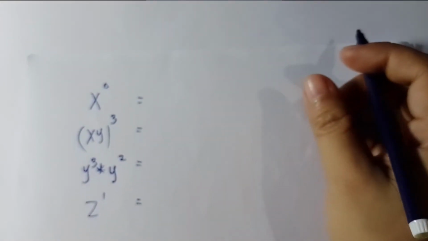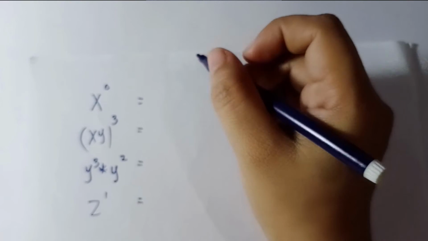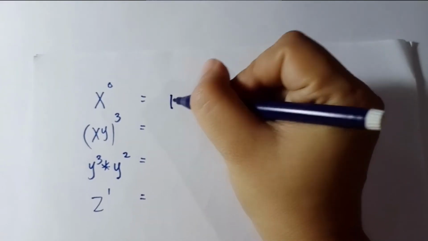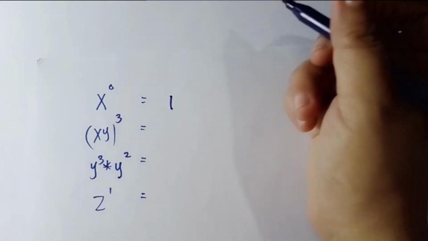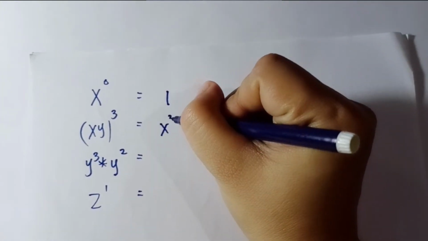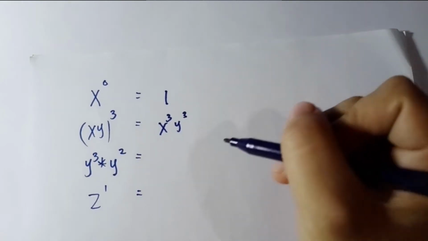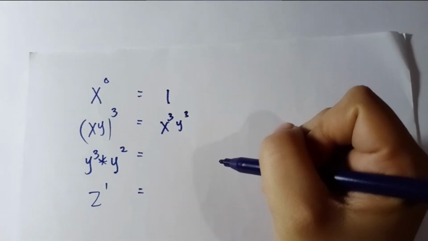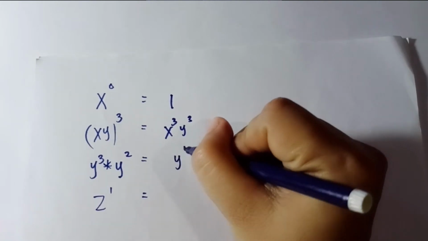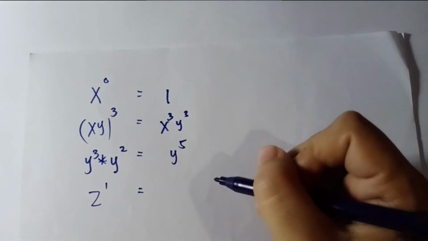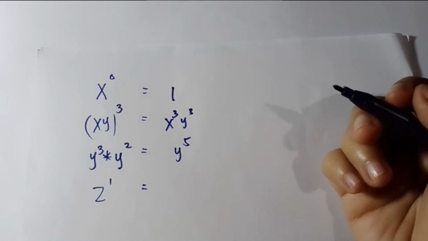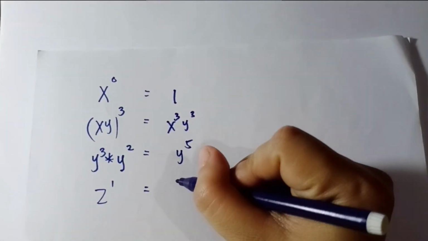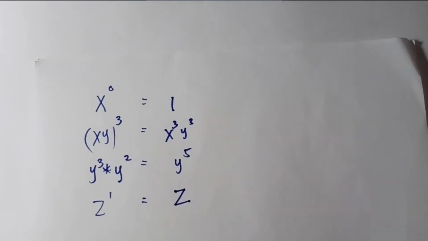Okay, so first we have x raised to the power 0. That's correct, it's just 1. How about (xy) raised to the power 3? Okay, that's correct, that's x cubed y cubed. How about y cubed times y squared? That's correct. That's just y^5. Because in the laws of exponents, when it's multiplication, you just have to add up the exponents. What about z raised to the power 1? Okay, that's correct. That's just z. So I think you already understood the laws of exponents.